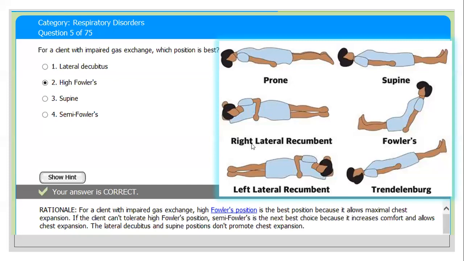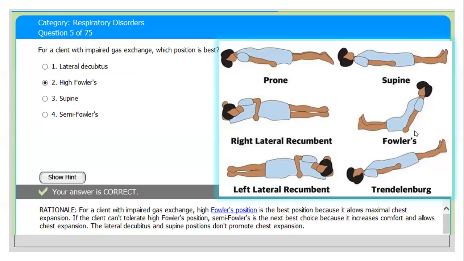We can see here the right lateral recumbent position, and this one is the left lateral recumbent position. The right lateral recumbent, or shortly called RLR, means that the patient is lying on the right side. And the left one means the patient is lying down on their left side.